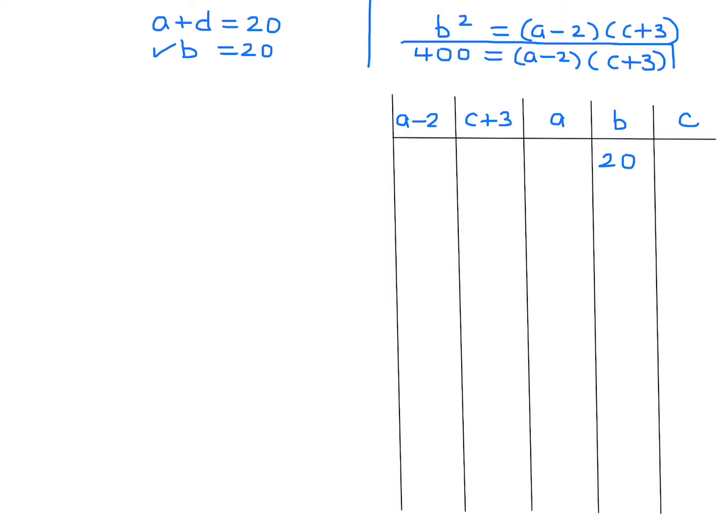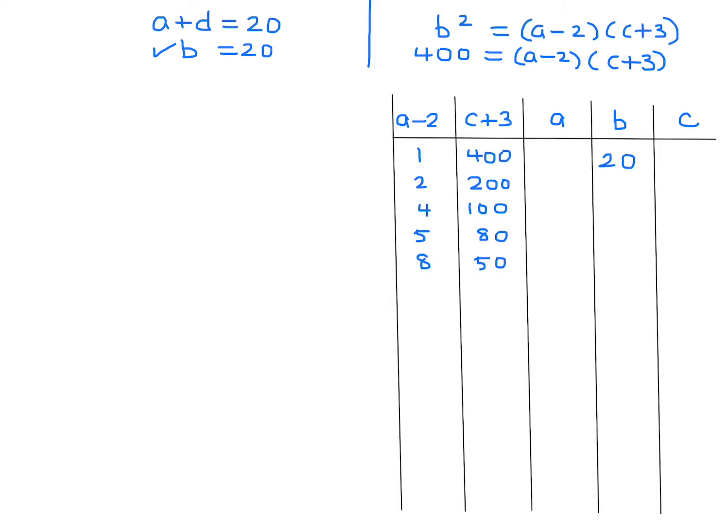So how do we use this equation to figure out A and C? Well, this times this has to equal 400, and these are all integers, right? So what are the possible ways to get 400 when you multiply two integers? Well, we can have 1 and 400, 2 and 200, 4 and 100, 5 and 80. Right, remember these have to be integers.